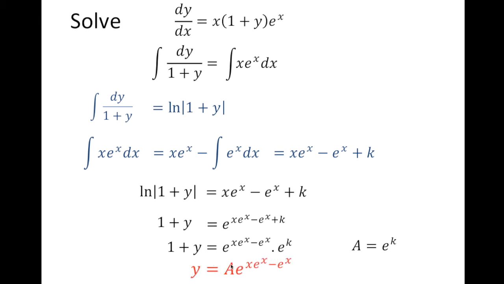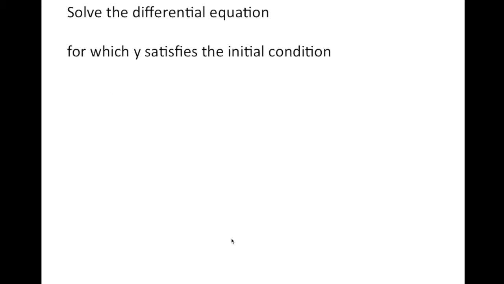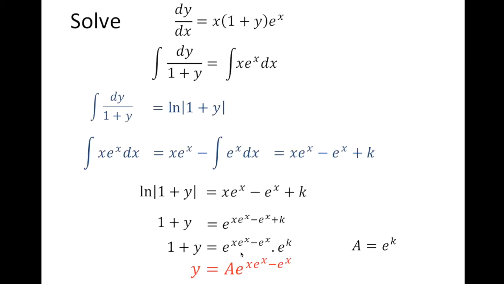Therefore the result is y is equal to, this one becomes a, so therefore this is a times e to the power of x, e to the power of x minus e to the power of x. So that is our general solution.